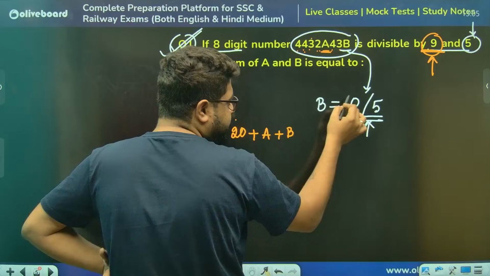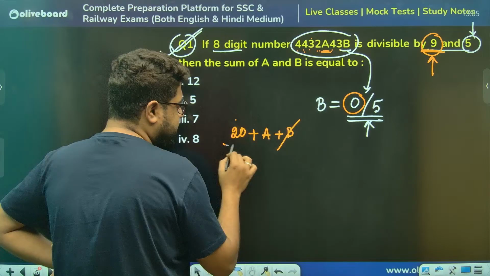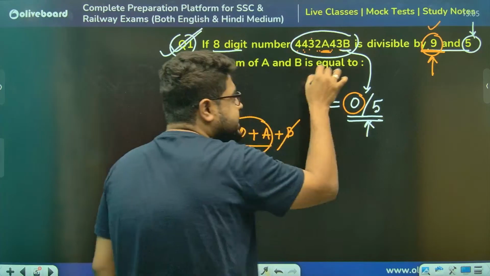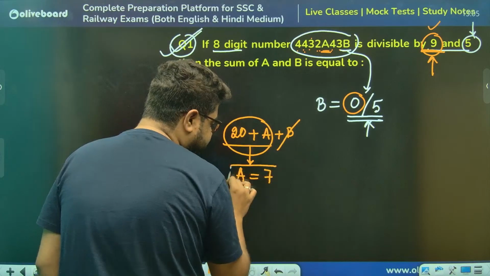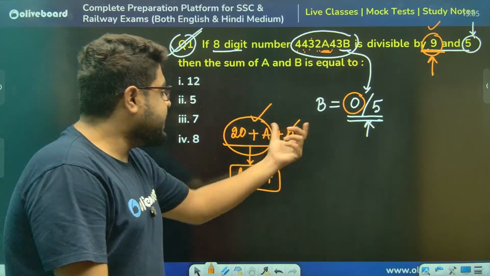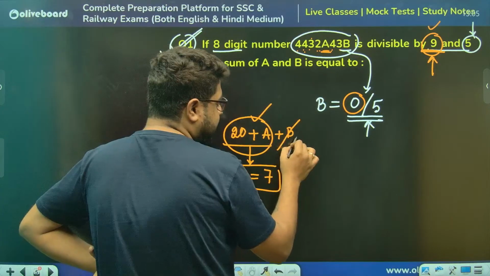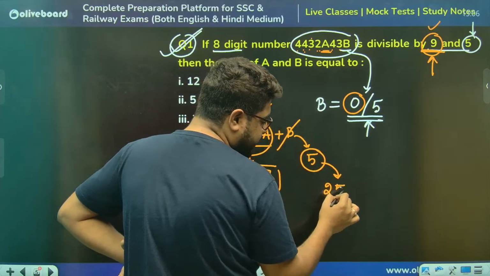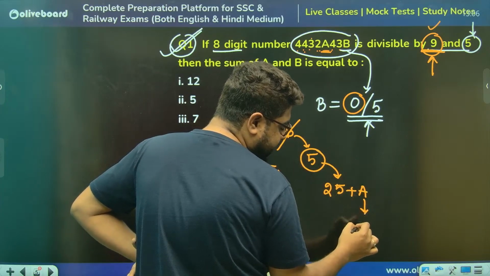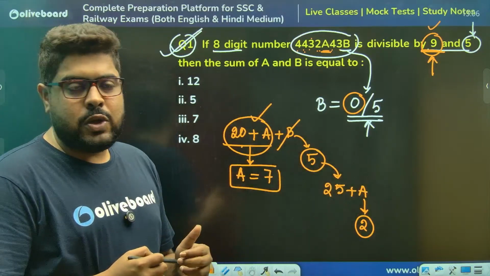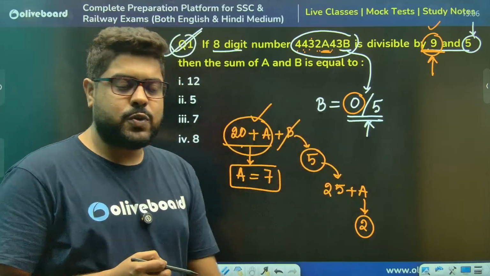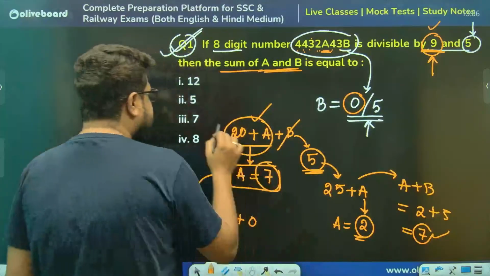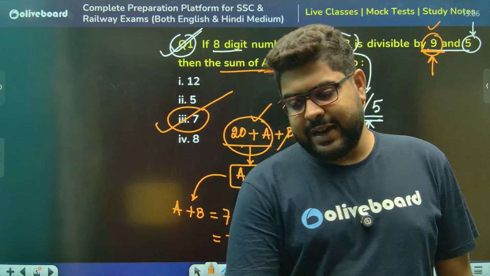If I take B equal to 0, then B is not there. In that situation, A must make the number divisible by 9, and then only the whole number is divisible by 9. I can say A is 7, because 27 is the only possible number here that is divisible by 9. If B is 5, the other possible value, then it becomes 20 plus 5, that is 25, and in that case A must be 2. Any other possible values? No. Whatever the case might be, either way my answer is 7.